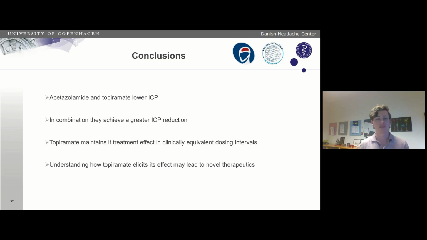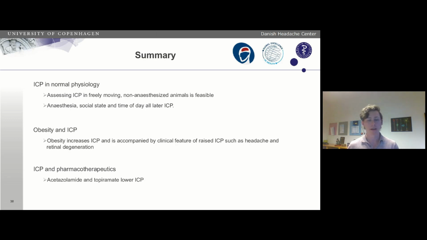So the conclusions of this study are, one, that yes, both acetazolamide and topiramate do lower intracranial pressure pharmacologically, where in combination they achieve a greater ICP reduction. Moreover, topiramate maintains its treatment effects in clinically equivalent dosing intervals. And although time meant we couldn't go into all the data, our data does suggest that topiramate may function differently to acetazolamide to reduce ICP. Therefore, actually understanding how topiramate elicits its ICP lowering effects may lead to novel therapeutics.